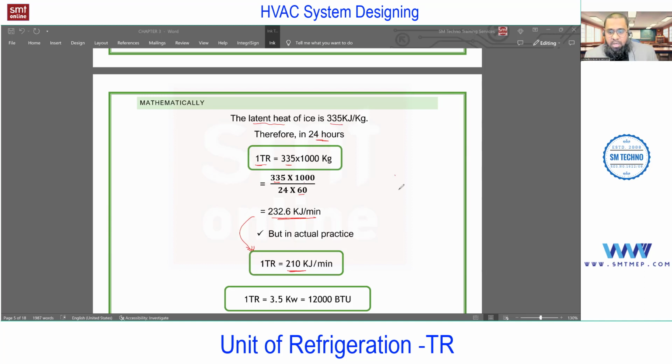So what are you getting from this? It means, for example, consider this is a room. In this room, if you want to produce 1 ton of cooling effect, what should be the rate of heat extraction? 210 kilojoules per minute. If you are using any equipment in this room and you want 1 ton of cooling effect in the space, the rate of extraction should be 210 kilojoules per minute. So if you extract heat at a rate of 210 kilojoules per minute, one can expect 1 ton of cooling.